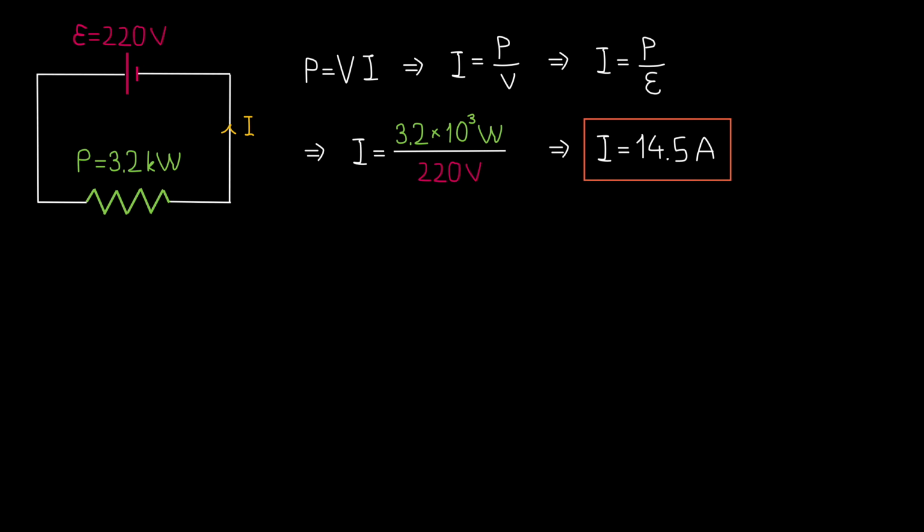Now, the follow-up question is, is it safe to use a 12 gauge wire for this kind of current? I did some Google search on this. There are different values on the internet, but it seems like as long as the current doesn't exceed 16 amps, a 12 gauge wire is safe to use.